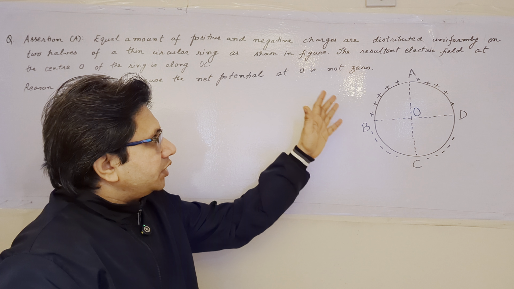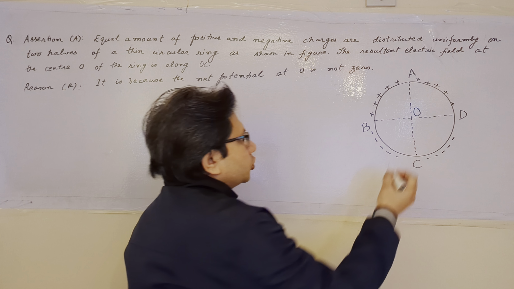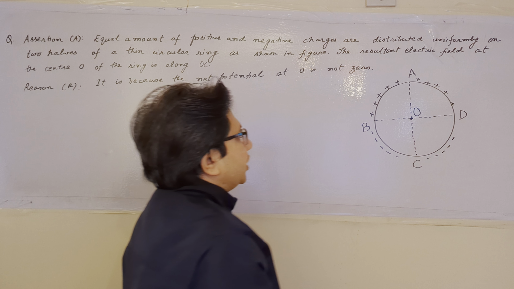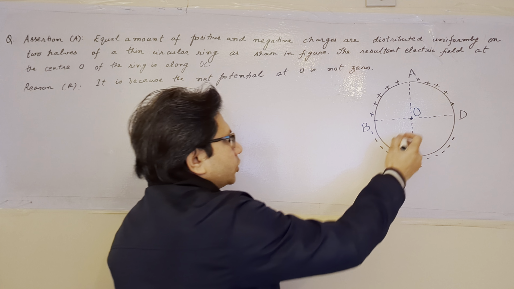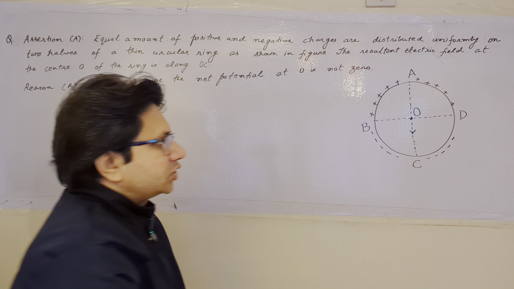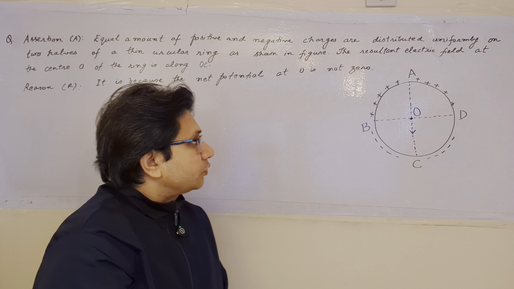It is said in this statement that the net field at the point O is along OC. OC means O to C, along this direction. So this is the assertion statement and we have to verify it.